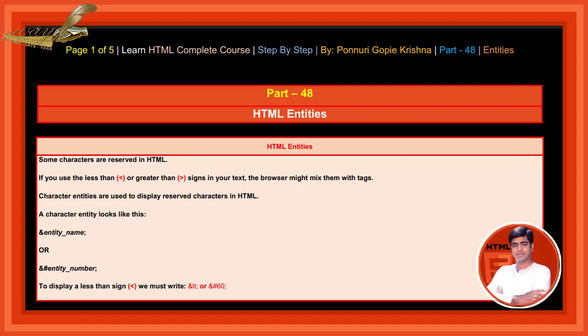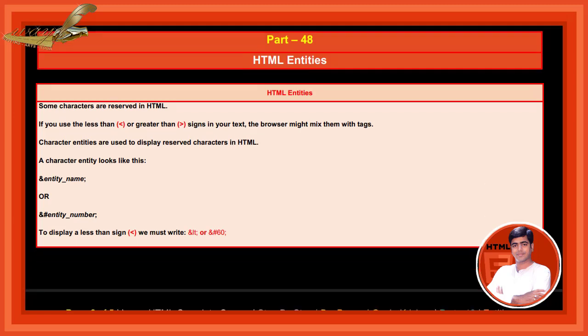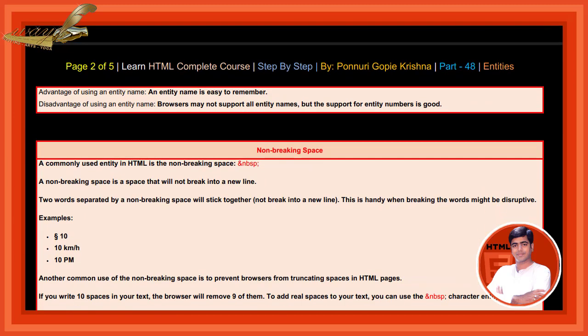A character entity looks like this: &entity_name; or &#entity_number;. To display a less than sign, we must write &lt; or &#60;. Advantage of using an entity name: an entity name is easy to remember. Disadvantage of using an entity name: browsers may not support all entity names, but support for entity numbers is good.